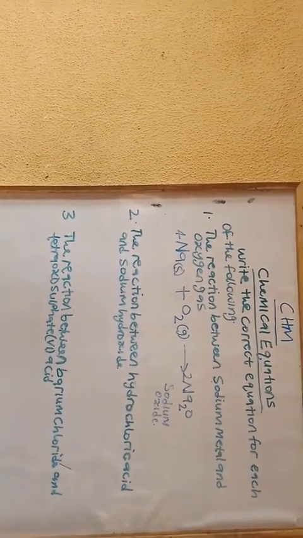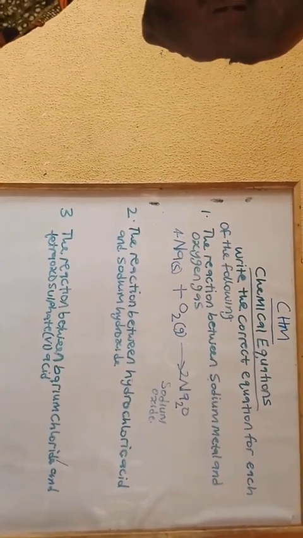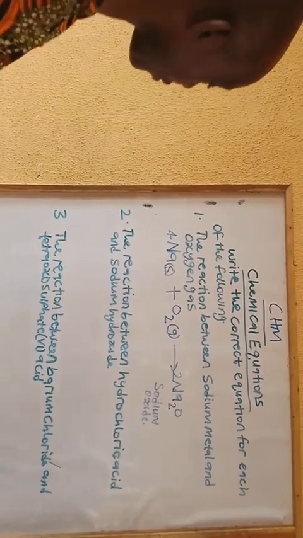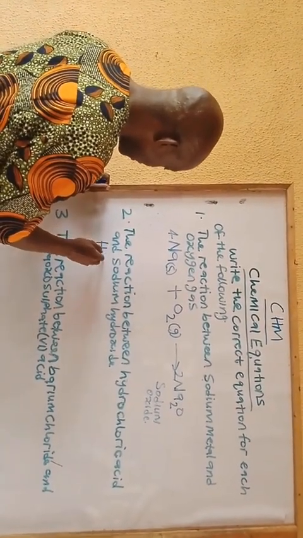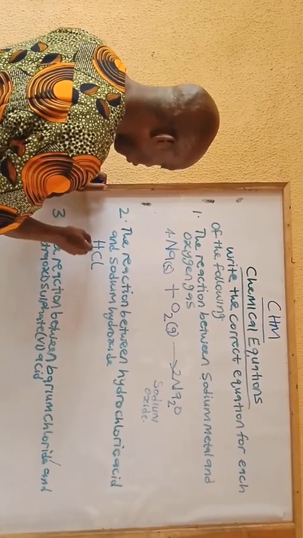For the number 2, the reaction between hydrochloric acid and sodium hydroxide. So hydrochloric acid is HCl, hydrochloric acid.